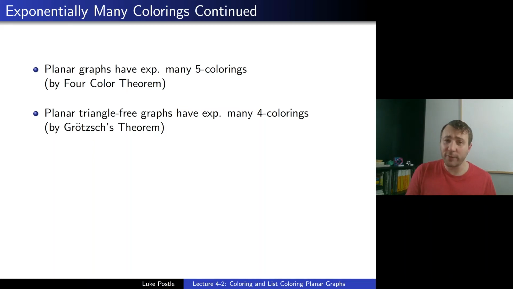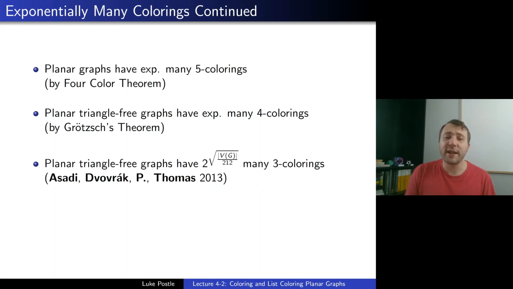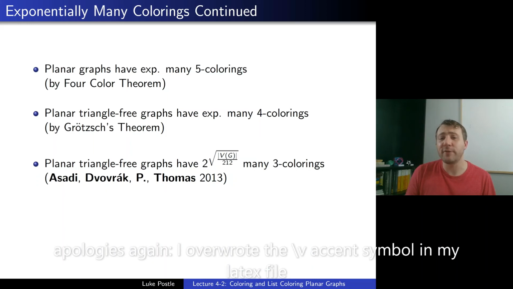So I said no for the four color theorem, but maybe Grötzsch's theorem extends. And that is indeed still an open conjecture of Thomassen that they do. The best known result is that planar triangle-free graphs have 2 to the square root of |V(G)| over 212 many three-colorings. And that's a result by Asadi, Dvořák, myself, and Thomas.